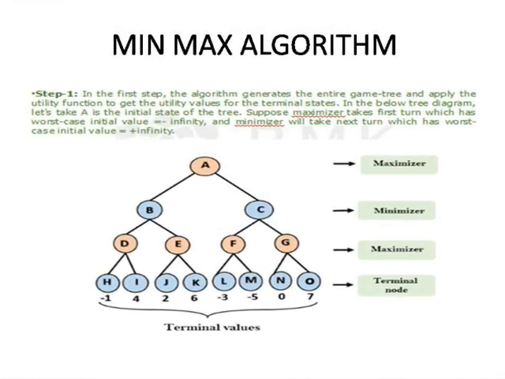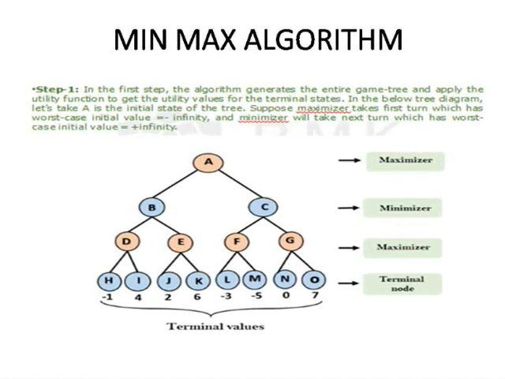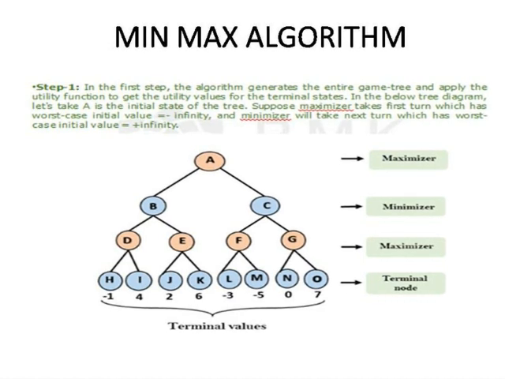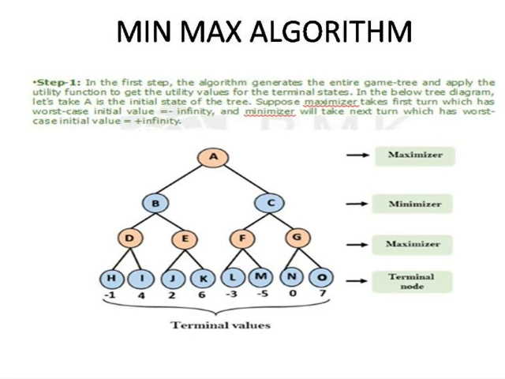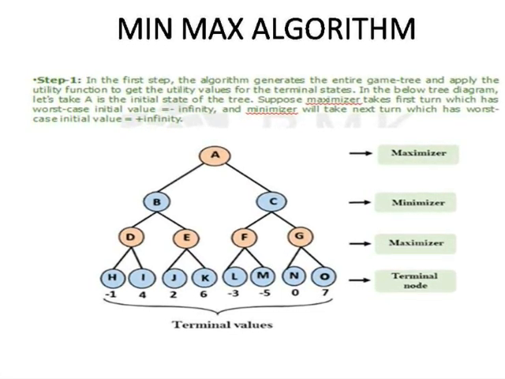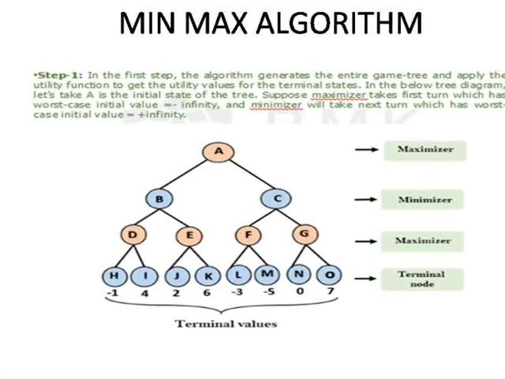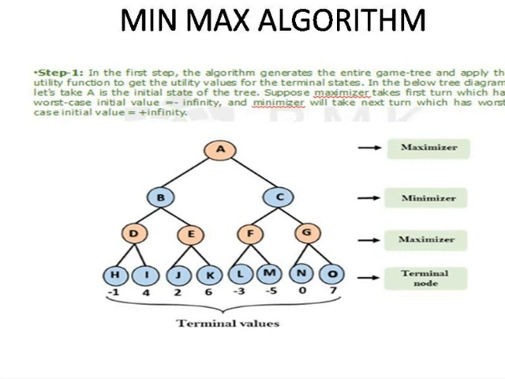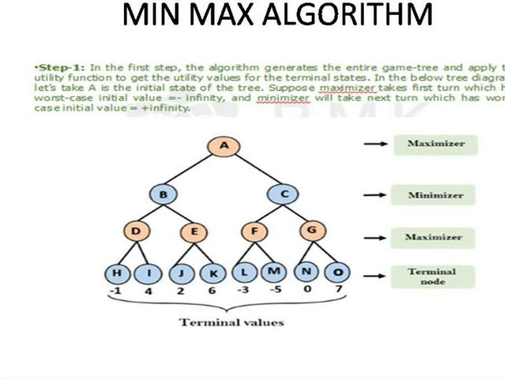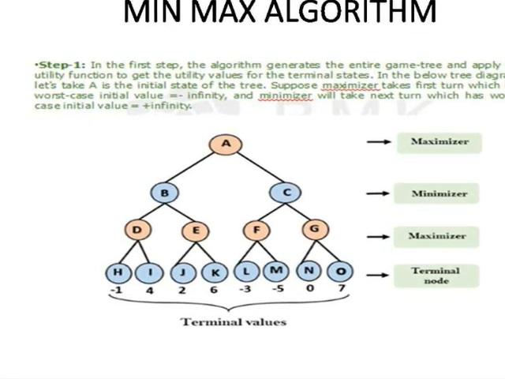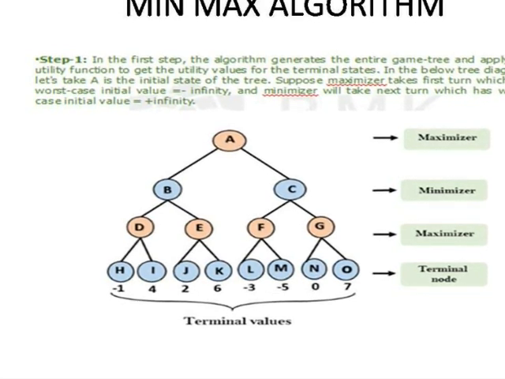And this is the algorithm. At the terminal nodes, there are values given for each node, and at each level there will be values given. For example, A is the maximizer, B and C will be the minimizers, and D, E, F, G are going to be the maximizers. At the bottom level, sorry, the leaf level, which are called terminal nodes, you will have the values. These values can be negative or positive. If it is negative, we say it is minimum, and if it is maximum, we say it is positive.